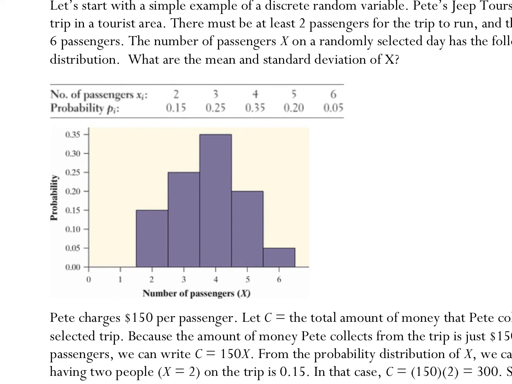All right, so we're going to call this variable x, and this would be p of x. And all I want to know, guys, is what is the mean and standard deviation of x? How would we find those? Go ahead and put the number of passengers in L1, their probabilities in L2.